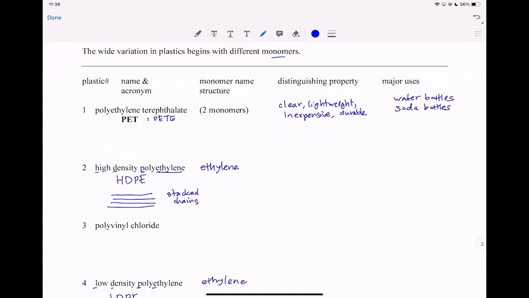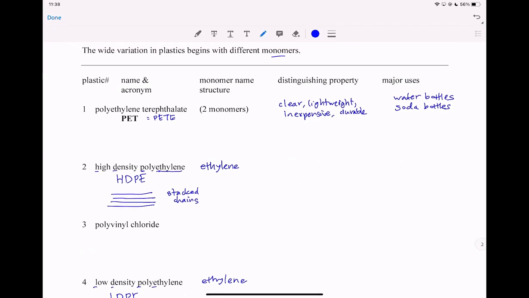Okay, and so what is the distinguishing property of plastic number 2? It is also lightweight and inexpensive, but slightly more durable. So it's slightly more durable. It's still inexpensive. It's still lightweight. And it's also slightly flexible.